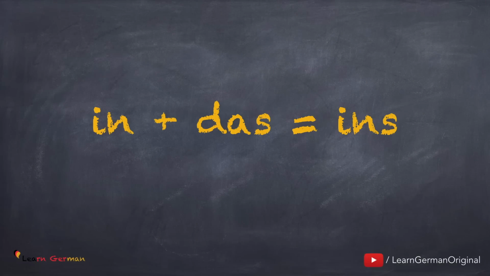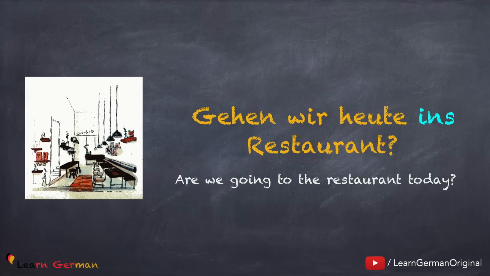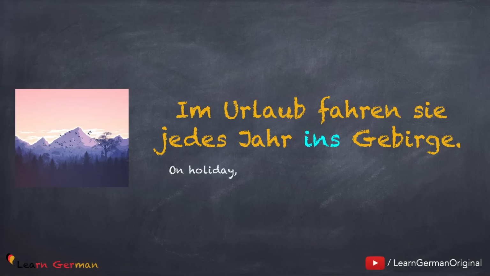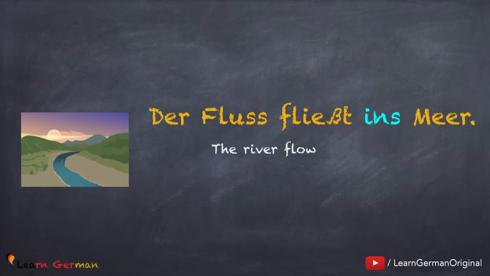Now let's see when to use ins. Ins is the combination of the preposition in and the article das. In this case, in is taking the accusative article. That means there will be a movement. For example, gehen wir heute ins Restaurant? Here's another example. Im Urlaub fahren Sie jedes Jahr ins Gebirge. So whenever the preposition in comes together with das, you use ins. Der Fluss fließt ins Meer.